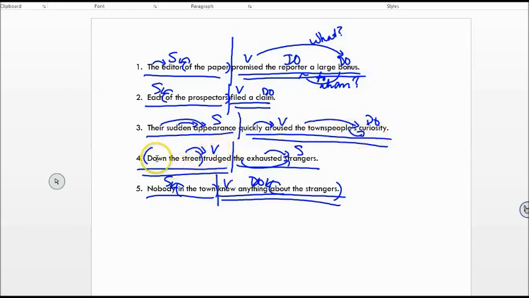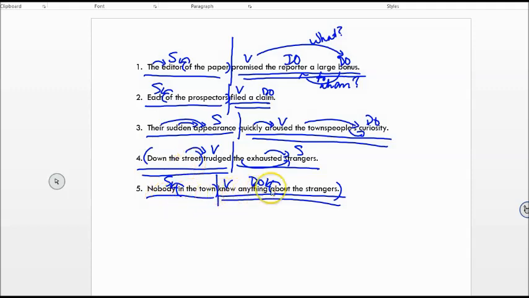In this case, down the street trudged the exhausted strangers. We actually have a verb-subject order here. Down the street is a prepositional phrase modifying the verb. The and exhausted modify strangers. The rule stays the same. We divide between the last piece of information that is attached to the verb here and the first piece of information attached to the subject. So this all stays on the subject side, this stays on the predicate side. And what comes first now is our complete predicate, and what comes second is our complete subject. So if the verb comes first, the complete predicate is going to come first in your sentence.